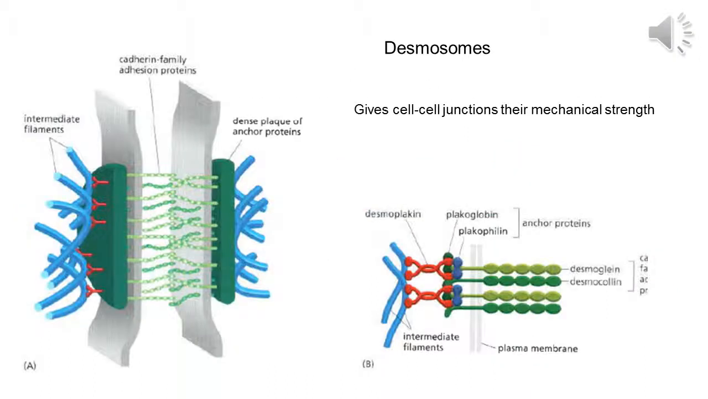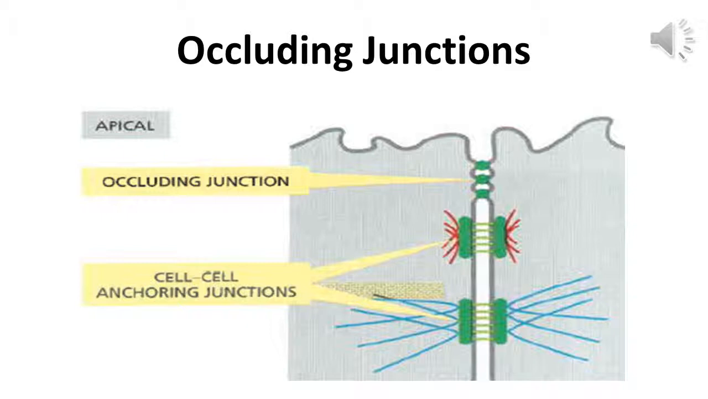This is a desmosome. Desmosomes link the intermediate filaments of one cell to another. This gives cell-to-cell junctions substantial tensile strength. Notice that the proteins that link the cadherins in this junction are different than in the adherence junction. Next, we will be looking at occluding junctions, what their functions are, their types, and examples of how they work in the cell.